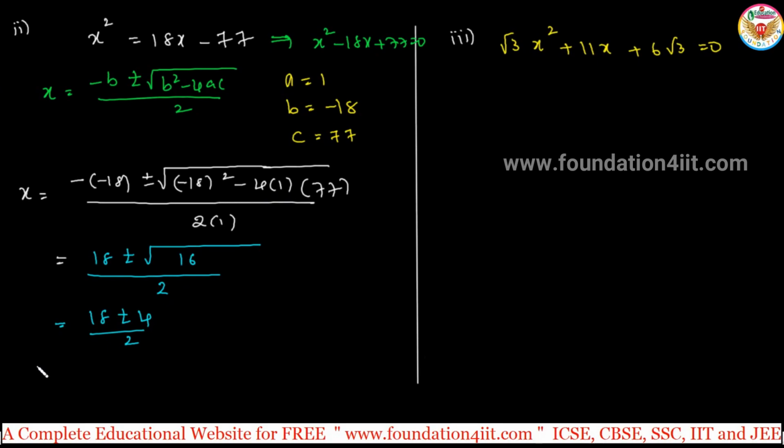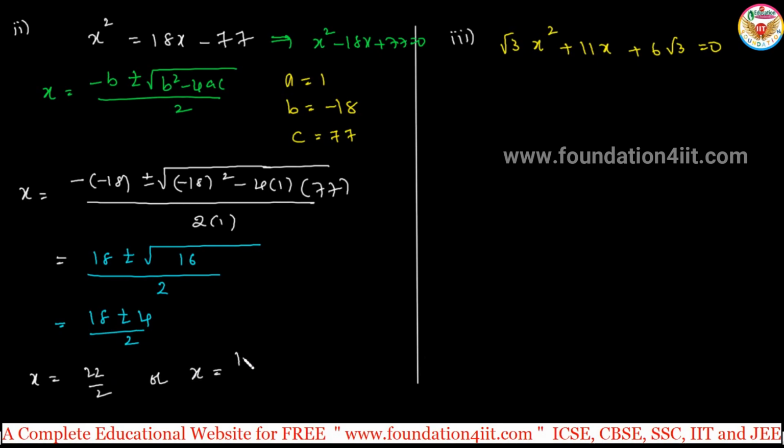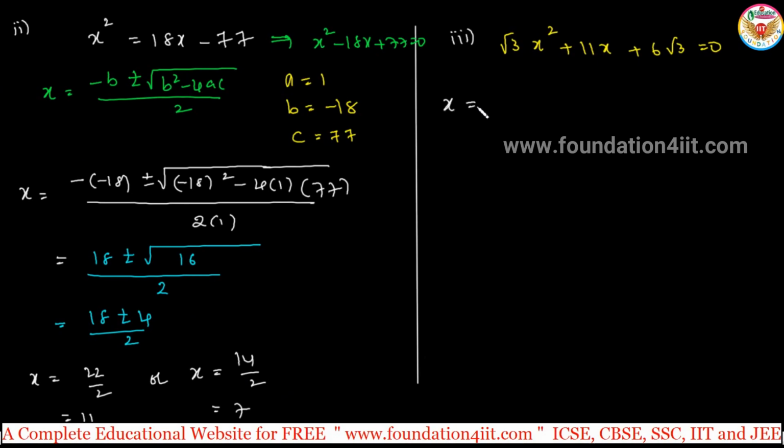So therefore x is equal to 18 plus 4 once. So 22 by 2 or that I'm taking 18 minus 4, 14 by 2. Therefore x is equal to 11 or x is equal to 7. So 11 comma 7 are the solutions. Right? Even see here also this problem. X is equal to, so a value is root 3, b value is 11, c is 6 root 3.